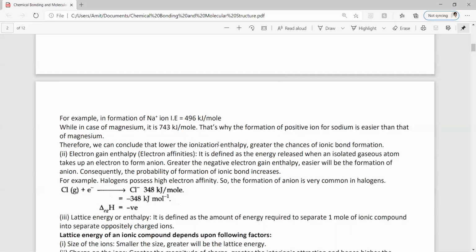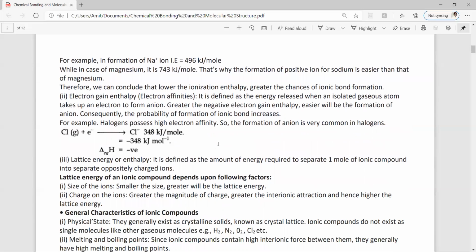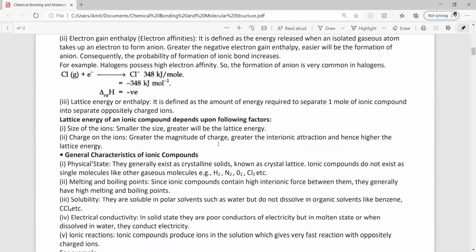Lattice energy or enthalpy is defined as the amount of energy required to separate 1 mole of ionic compound into separate oppositely charged ions. Lattice energy of an ionic compound depends upon the following factors. Size of the ions: smaller the size, greater will be the lattice energy. Charge of the ions: greater the magnitude of charge, greater the inter-ionic attraction, and hence higher the lattice energy.